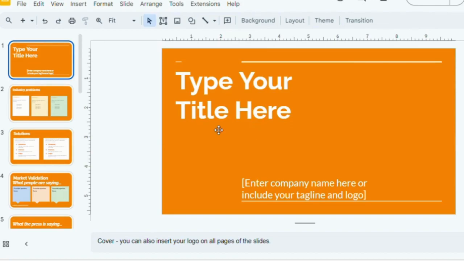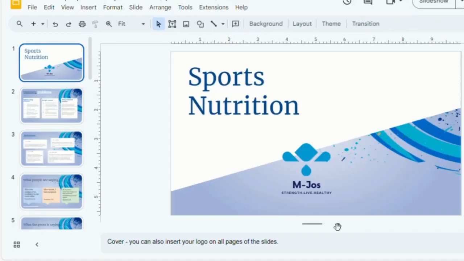On the first slide is, of course, your company logo, name, and title. Make a title that is just 2 to 3 words that best describes your business. Put your logo and the name of your company, something similar to this.